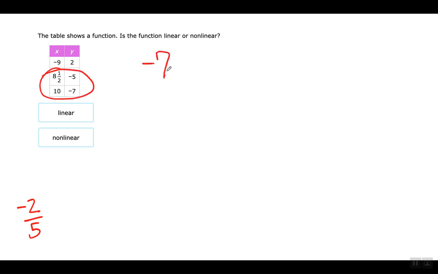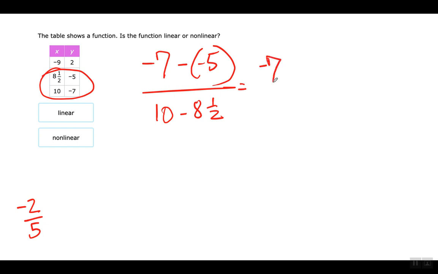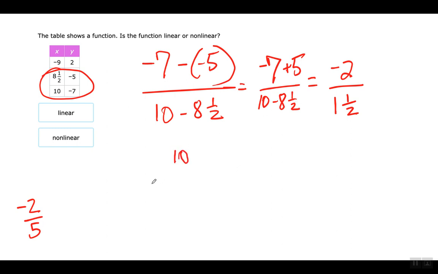On the top, negative 7 minus negative 5. On the bottom, 10 minus 8.5. The top becomes negative 7 plus 5. The bottom, let me just leave it like that for now. So on the top, negative 7 plus 5 is negative 2. On the bottom, 10 minus 8.5 is 1.5. What's 10 minus 850? 150. If you still don't see that, 10 minus 8 and 1/2.